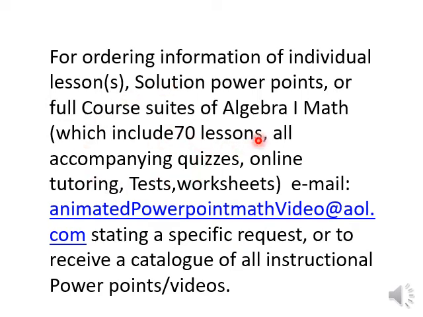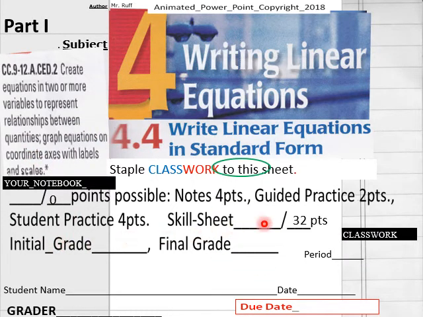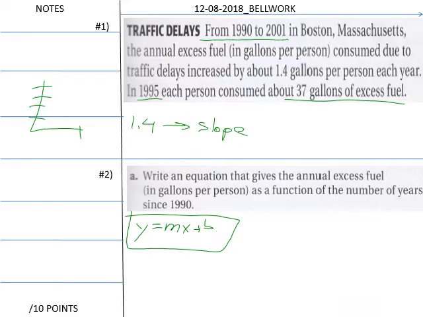Hello everybody, we're getting ready to do lesson 4.4 of Algebra 1, Part 1. Part 2 and 3 is available here. Write linear equations in standard form, Part 1. Here is our standard here. And what do we got here? We got a skill sheet here for 32 points, and then we have 0 points here for note taking.